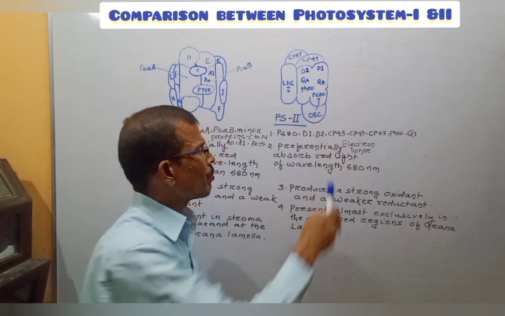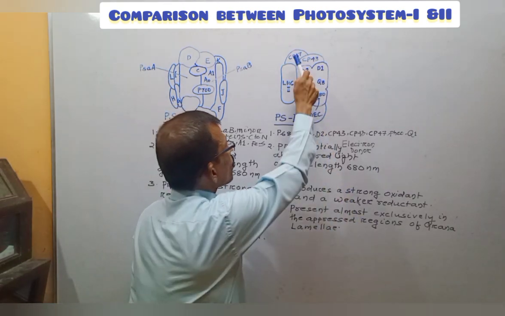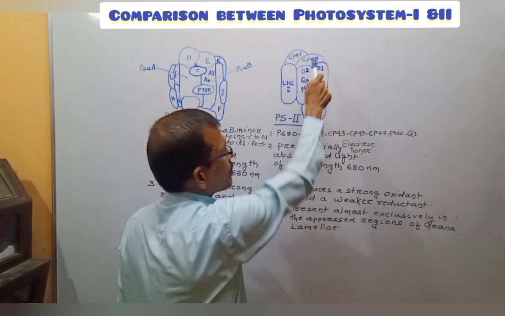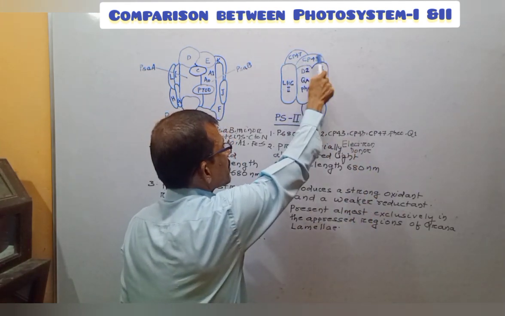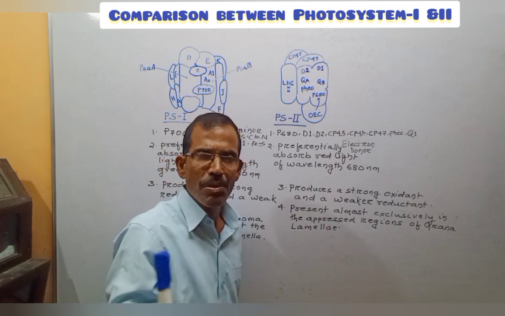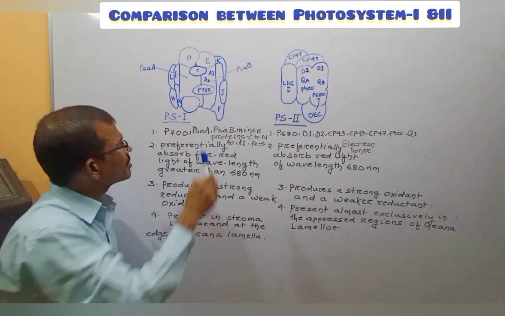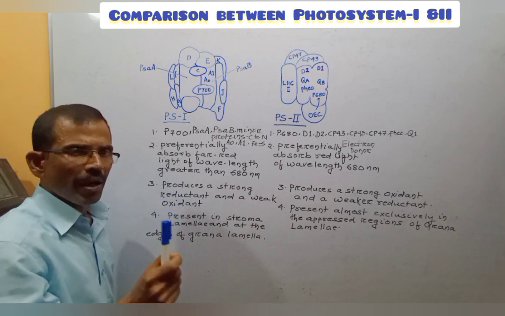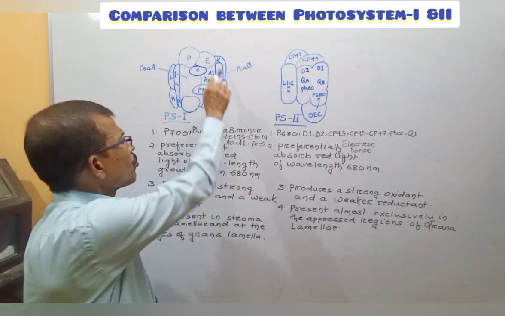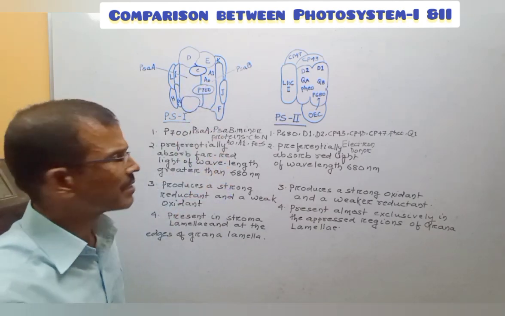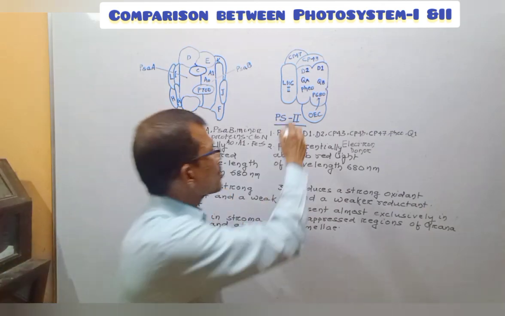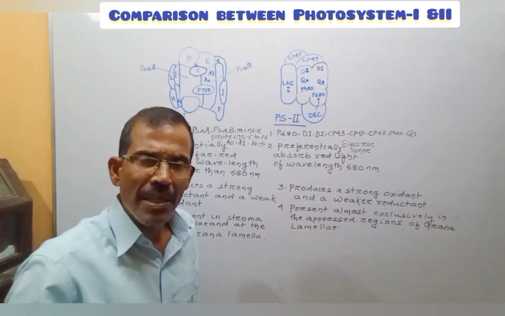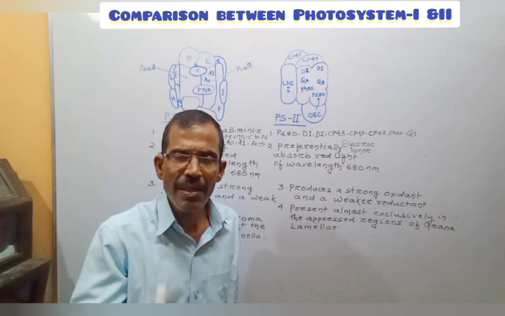The core antenna in photosystem 2 consists of two chlorophyll protein complexes. One is CP47 and the other is CP43. Each core antenna consists of about 20 to 25 molecules of chlorophyll a. Whereas in case of photosystem 1, there is a single core antenna named CP1. In addition, photosystem 1 has a light harvesting complex known as LHC1, whereas in photosystem 2, the light harvesting complex is LHC2.